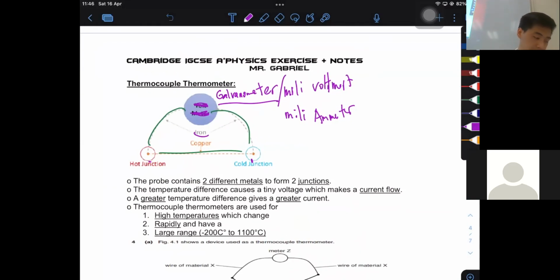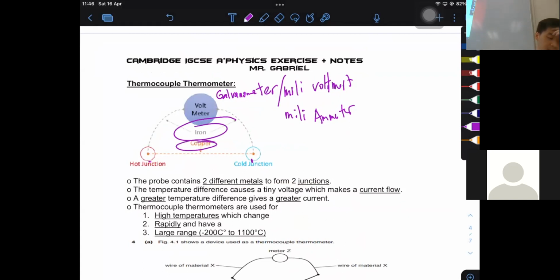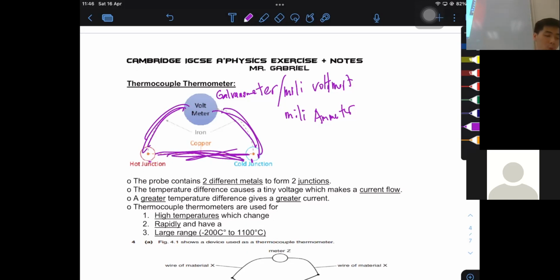If you look back at the notes here, the whole thing will make more sense now. A thermocouple probe contains two different metals to form two different junctions. If you look at the drawing here, guys, this is copper and this is iron. Two junctions of two different metals will be connected to the hot and cold spots. If here is iron, then here must be copper. If here is steel, then here must be iron. If here is copper, then here must be something else. The most important thing is the top part must be a different metal from the bottom part. Super important, it always comes out in your IGCSEs.